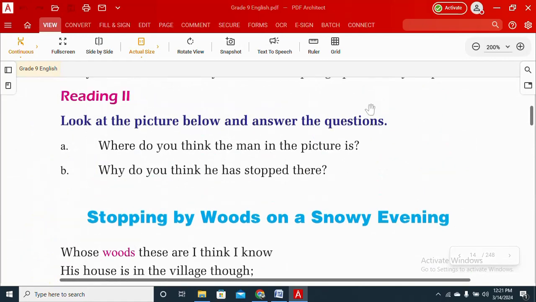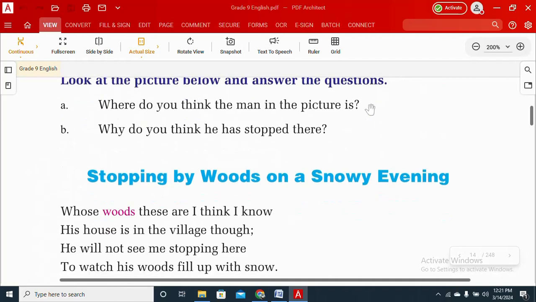What do you think the man in the picture is doing? Can you answer me? Yeah, the answer is exactly: the man is on the way in his journey, and he is in a snowy forest. Next question, why do you think he has stopped there? Can you answer me? Yeah, exactly. The answer is the man is stopped momentarily by the snowy woods. The splendid snowy woods stopped the man on his way.